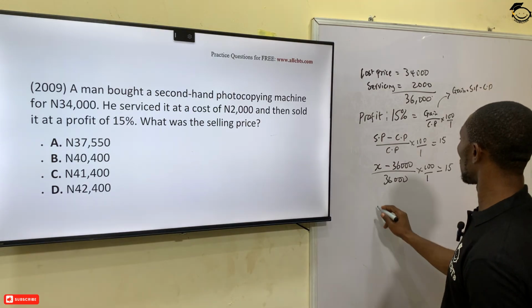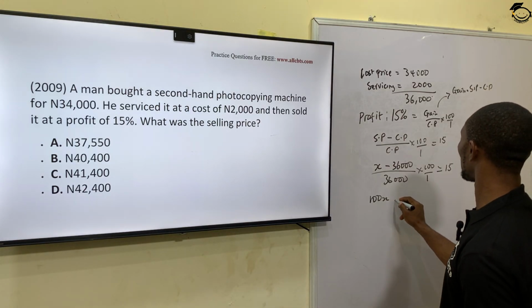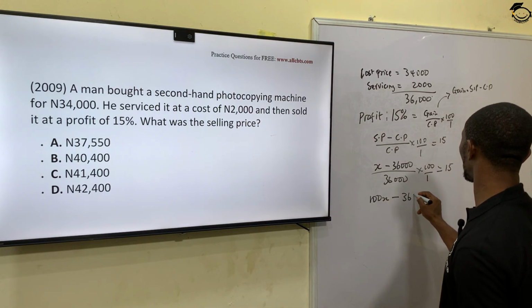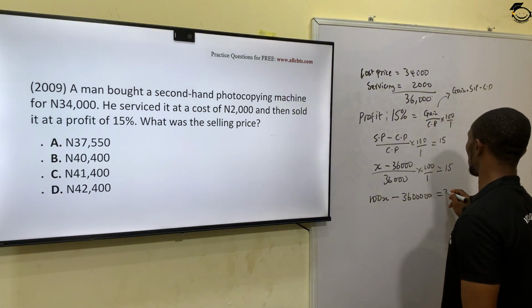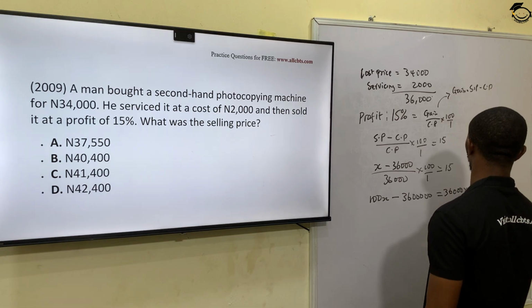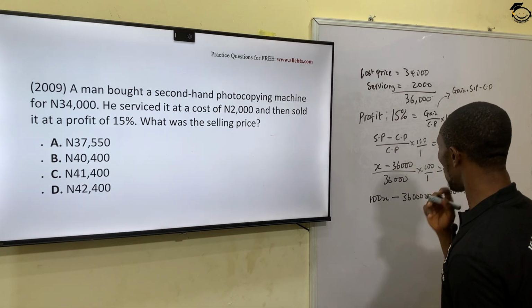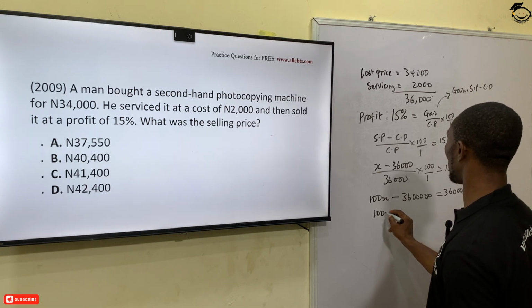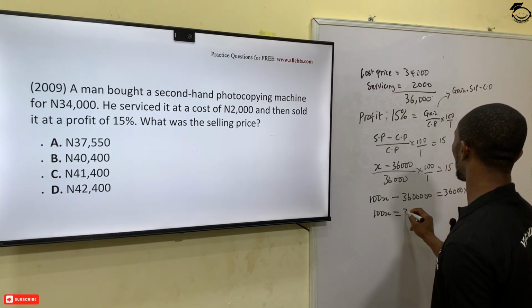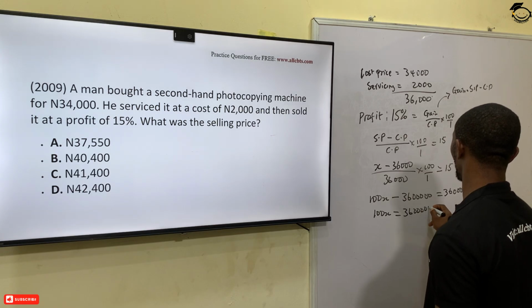This becomes 100x minus 36,000 times 100 equals 36,000 times 15. So moving this over to this side, we have 100x equals 36,000 times 100 plus 36,000 times 15.